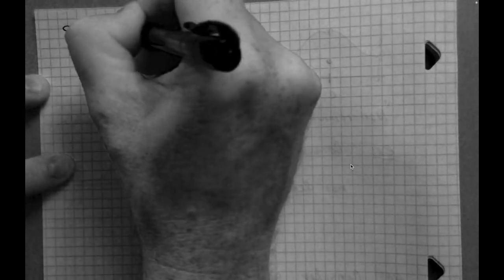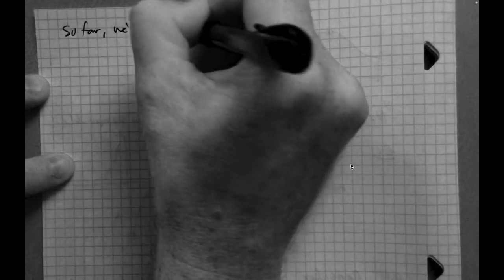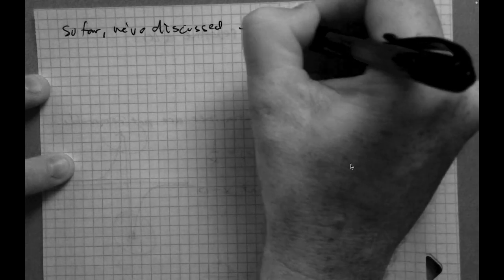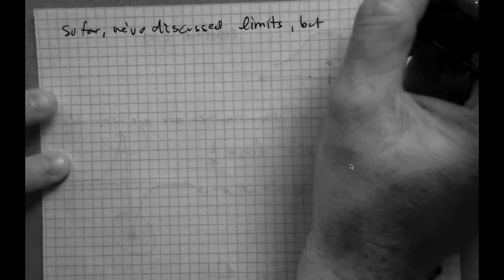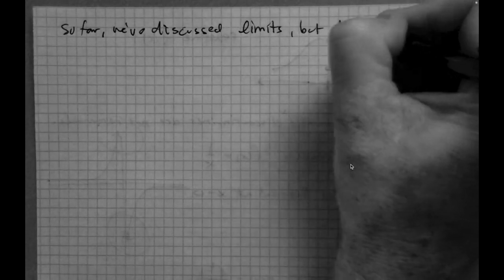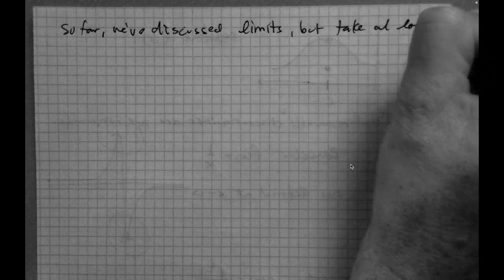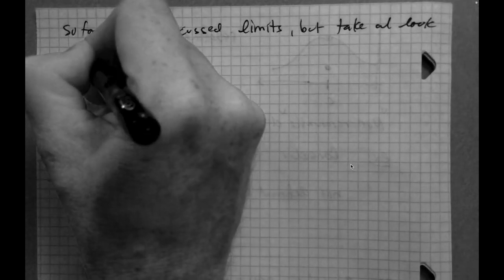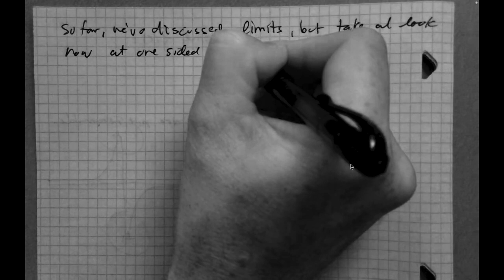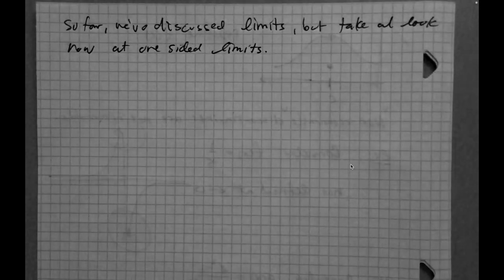So far we've discussed overall limits, but let's take a look now at what's called a one-sided limit. The one-sided limit. We've sort of discussed this already, but just informally.